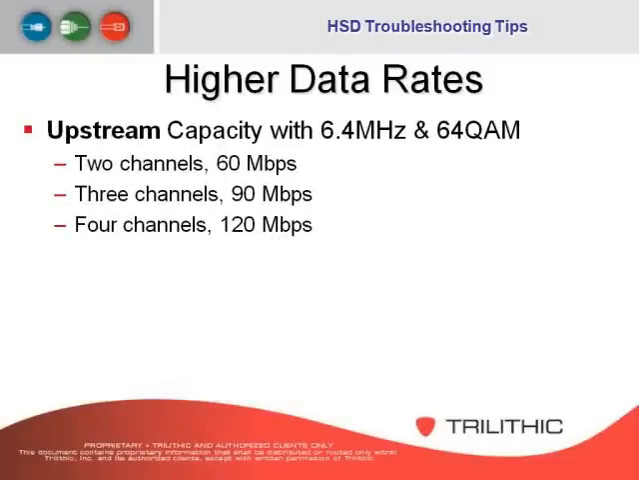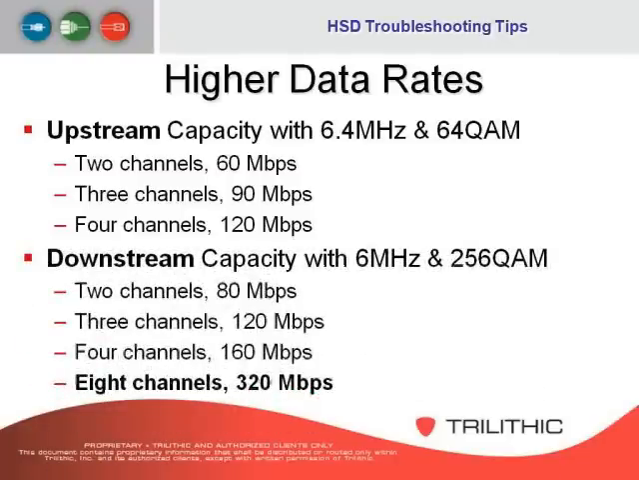Your upstream capacity with a 6.4 megahertz and a 64 QAM with 2 channels bonded gives you 60 megabits per second. With 3 channels gives you 90, and with 4 channels it gives you up to 120 megabits per second. Your downstream capacity within the 6 megahertz bandwidth and a 256 QAM, 2 channels gives you 80 megabits per second, 3 channels bonded, 120 megabits per second, 4 channels, 160 megabits per second. And if you bonded 8 channels together, you would actually get 320 megabits per second.